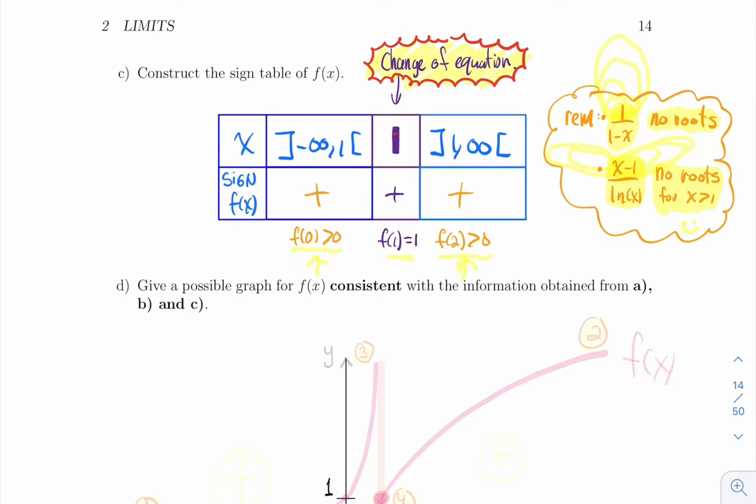So now let's go and try to put all this information together, domain, important limits, and the sign table to draw a possible graph for our function.